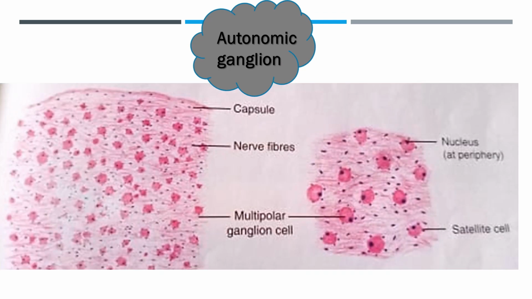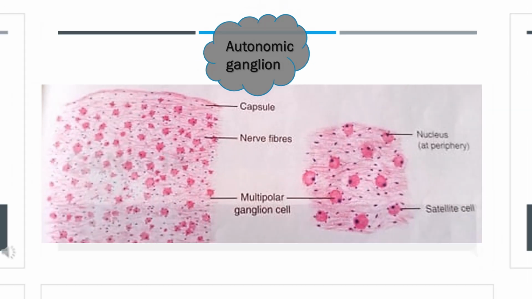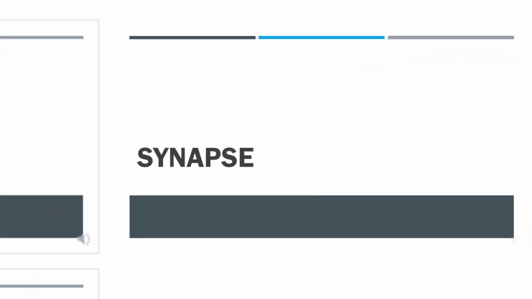Whereas the autonomic ganglion, when we are drawing, there is a connective tissue capsule around it, and the neurons are smaller compared to that of the spinal ganglion. They are multipolar neurons, so this will be the shape, an irregular shape. And you can see nerve fibers running between them. What about the nucleus? The nucleus is eccentric in position. So this is how we draw the autonomic ganglion.